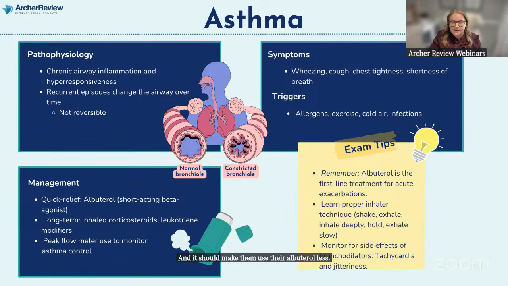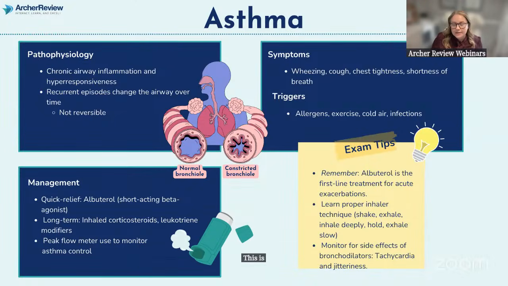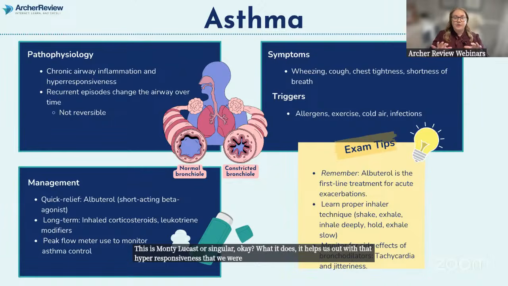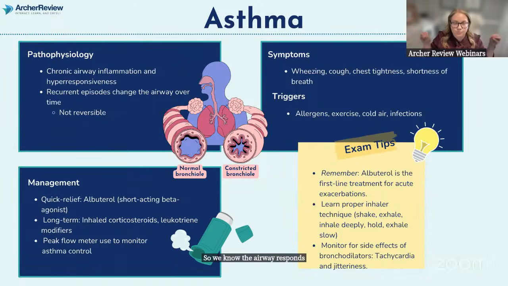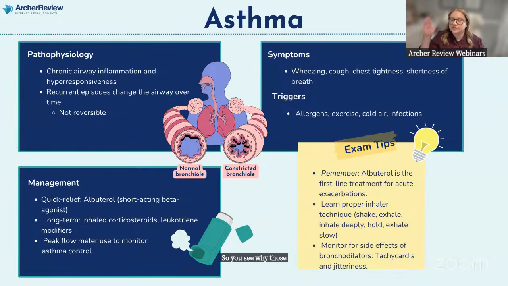They can also be given something called a leukotriene modifier. This is montelukast or Singulair, okay? What it does is help us out with that hyper-responsiveness that we were talking about. So we know the airway responds too quickly, it gets really inflamed. Well, the montelukast, those leukotriene modifiers, help modify our immune system so it doesn't react so crazy and we hopefully have fewer attacks. So you see why those are long-term interventions. Take them every day, hopefully prevent attacks. Take your albuterol when you're having an attack.